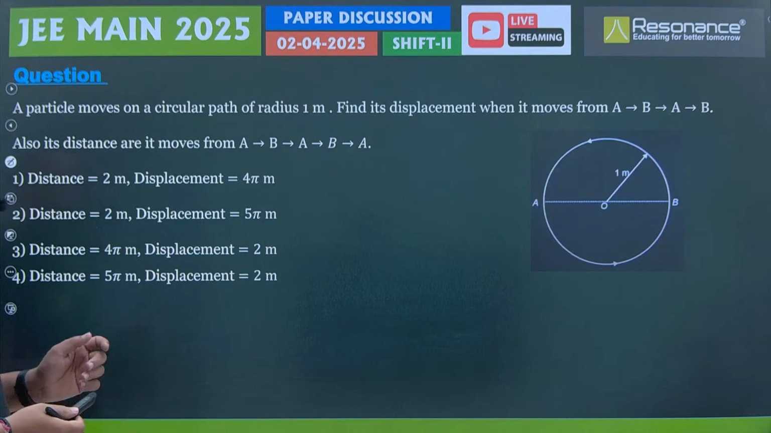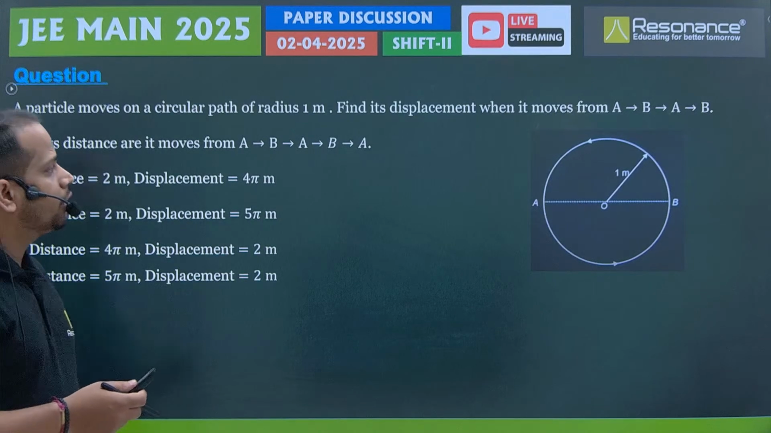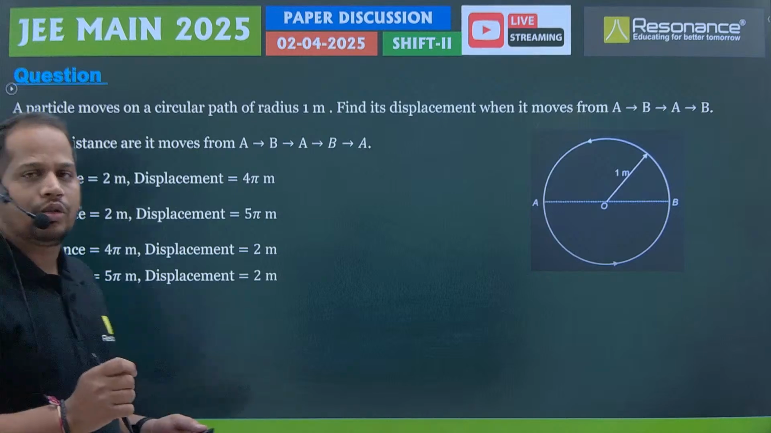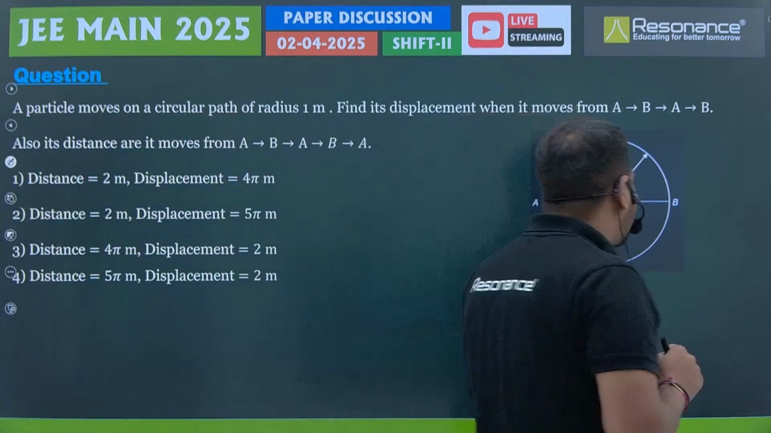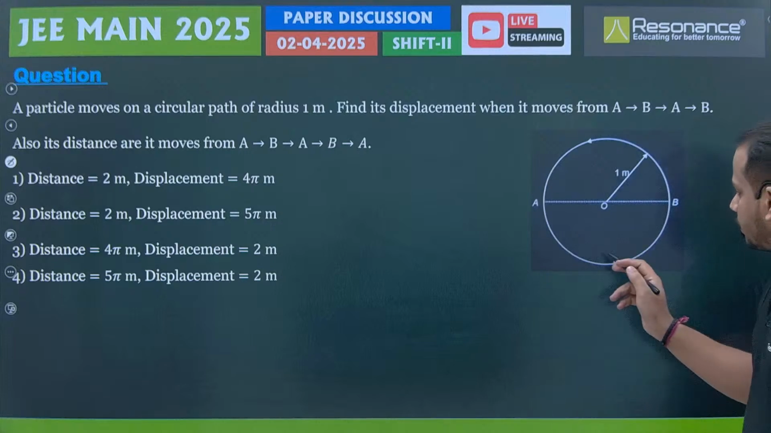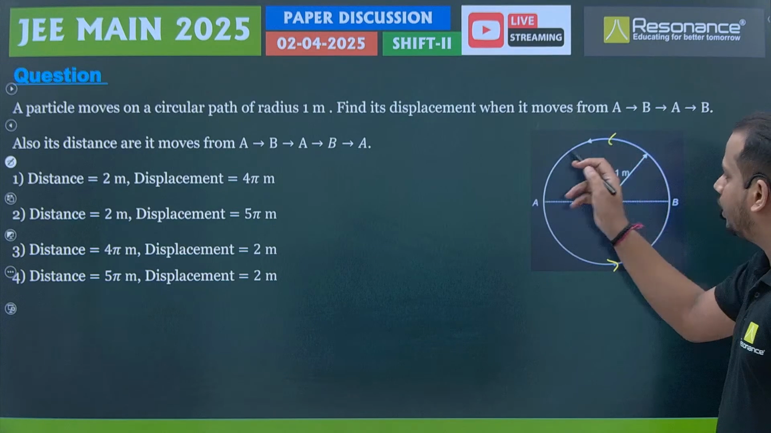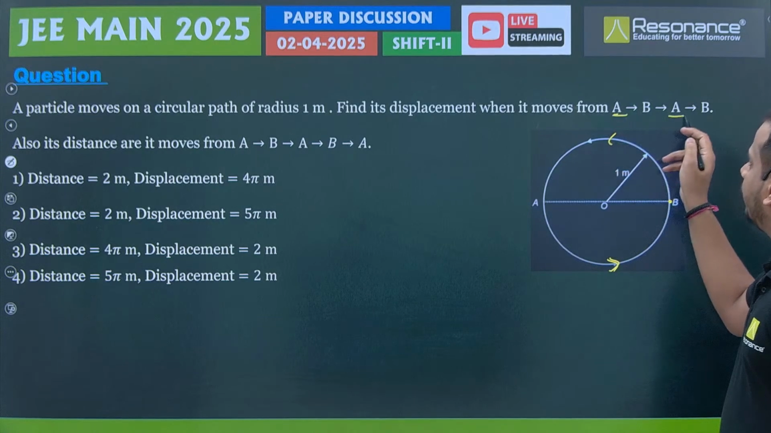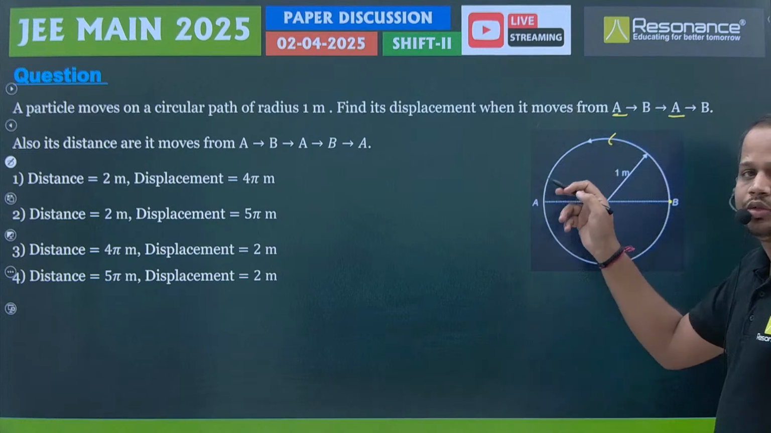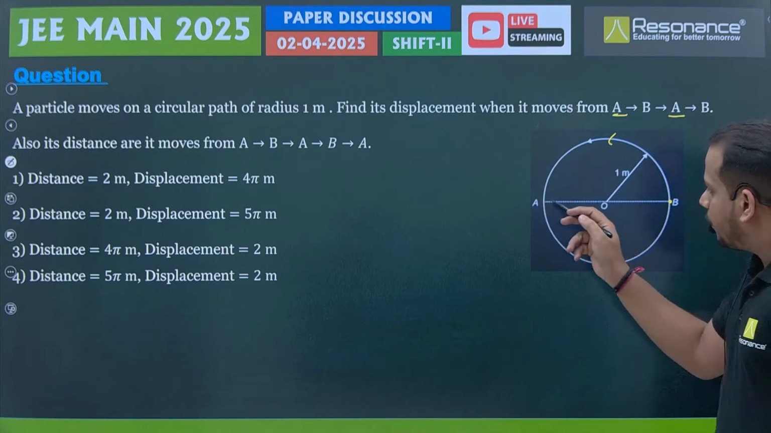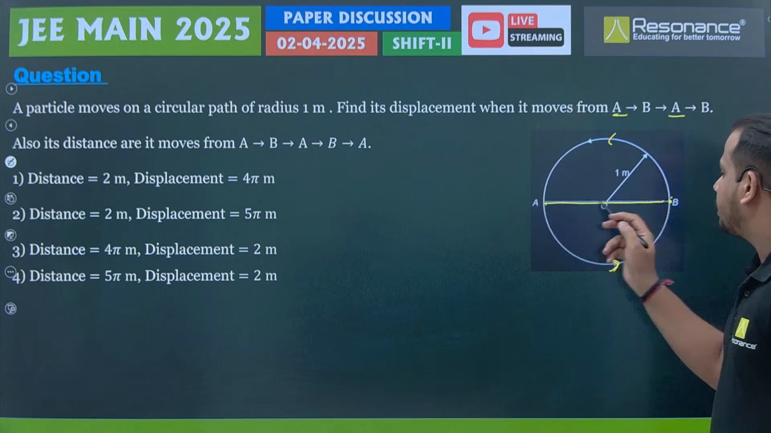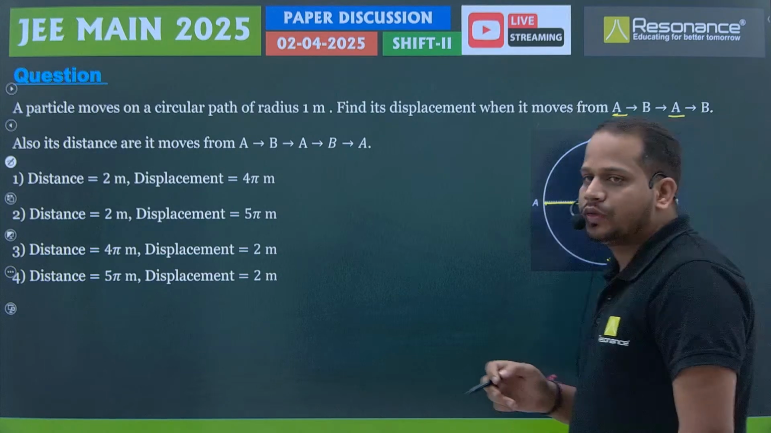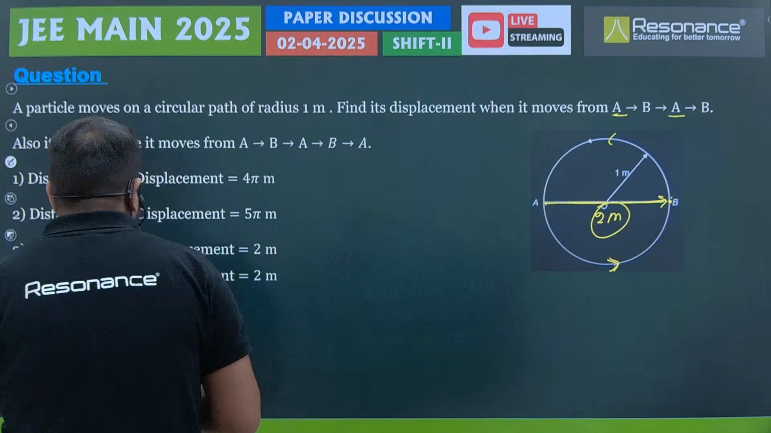A particle moves on a circular path of radius 1 meter. Find its displacement when it moves from A to B, right? So it's a very basic question from circular motion. What they are saying is the particle starts from this point, moving from A to B, again B to A, and again it is moving from A to B. When we consider A to A, it has completed one revolution, so displacement is 0, right? Again it is moving from A to B, so this is the displacement we have. This displacement equals 2 meter, right? So the displacement of the particle is 2 meter.